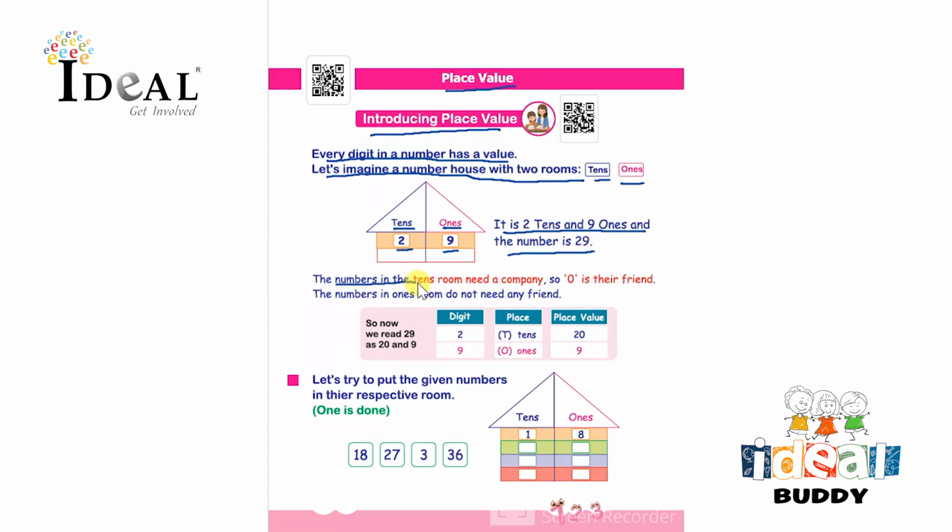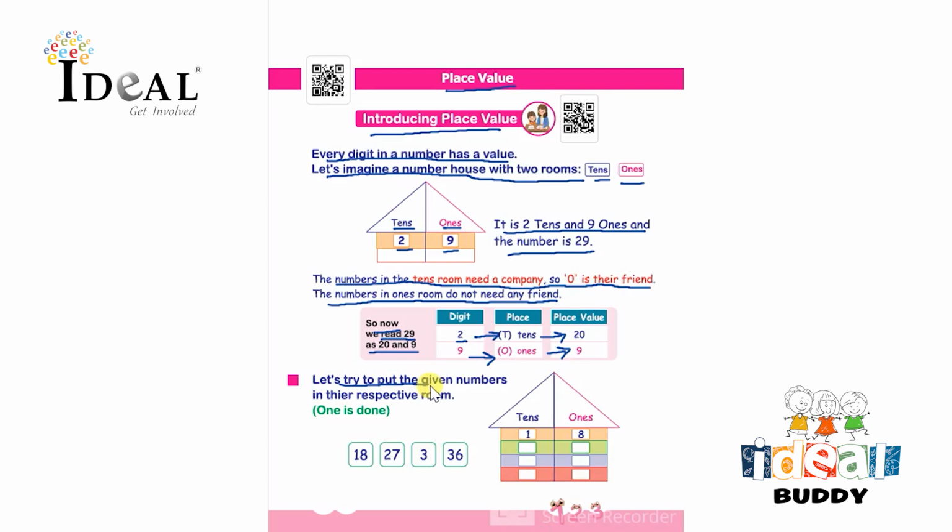The numbers in the tens room need a company. So 0 is their friend. The numbers in the ones room do not need any friend. So now we read 29 as 20 and 9. So here the digits. The first one is 2. So 2 is at the tens place and its place value is 20. Over here 9 is at the ones place. So its place value is 9.